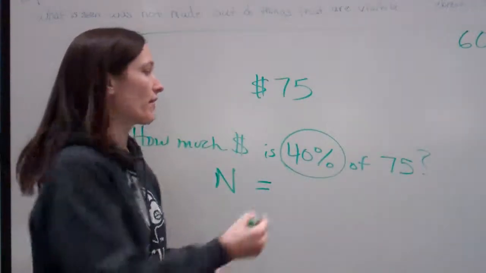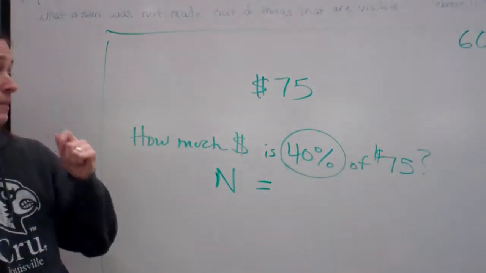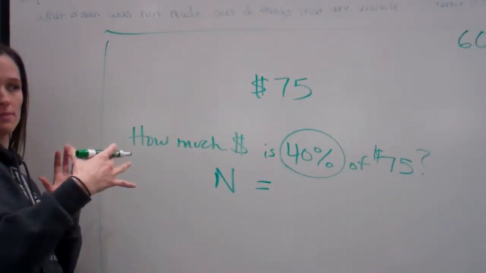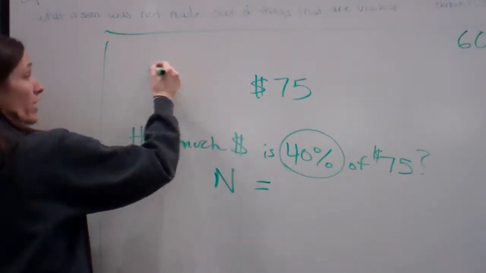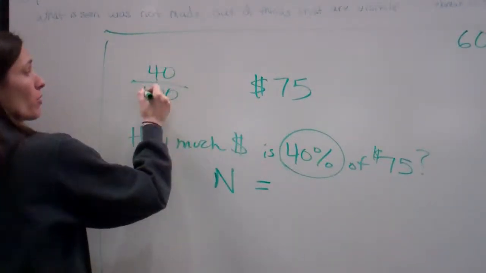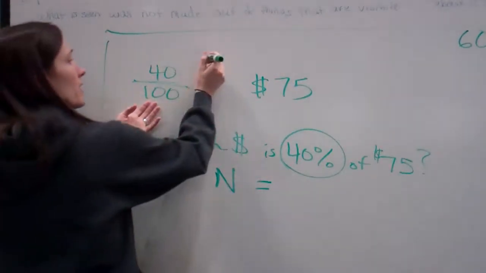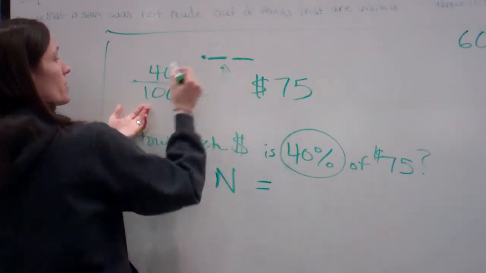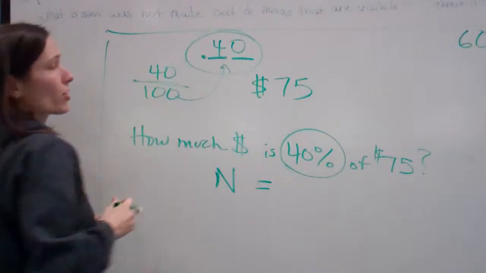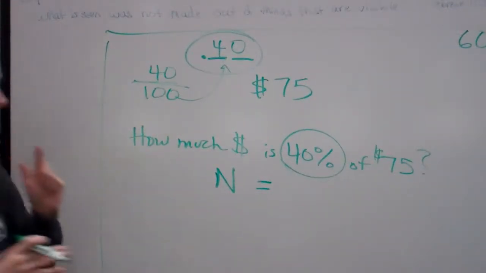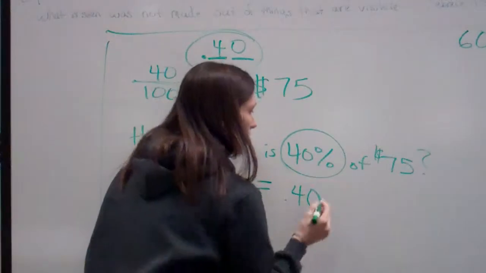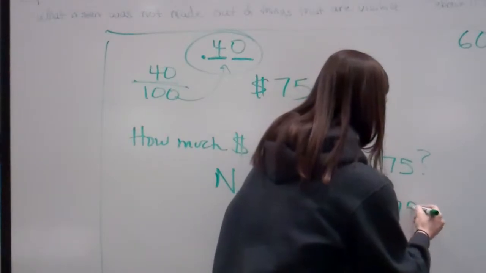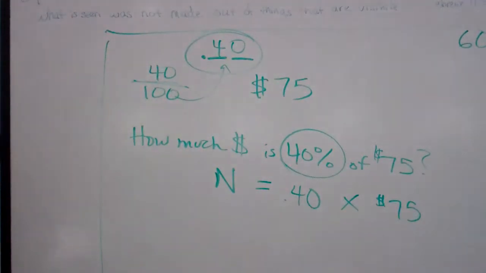Okay? We're working with $75. So 40% is actually what in a fraction before we convert it? 40 over 100, because percent means per 100, right? And then this would be tenths, hundredths. So my answer for 40% is 0.40. So I'm going to put 0.40. "Of" means what? Times. Times $75. Okay? That is my problem right there.